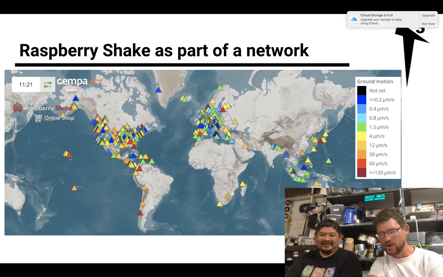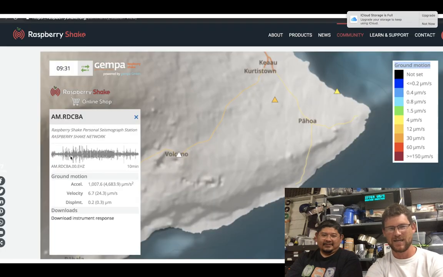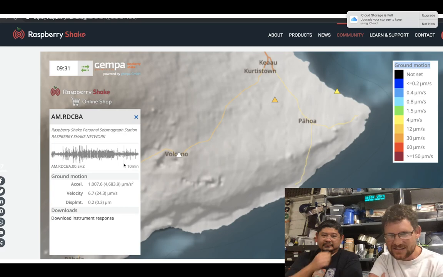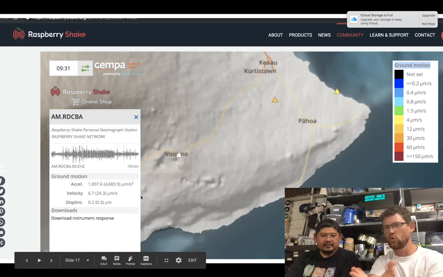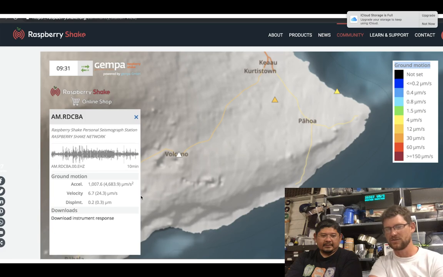But here we have one in Hawaii, and if I click on this link and zoom in a little bit, I can see that here's a spot here in Volcano, and over these last 10 minutes, I've had this much shaking that's gone on, and I've got the micrometers per second, the velocity, the displacement, and I can download the information from this worldwide network of shakes that are located around here. So that's cool on its own.